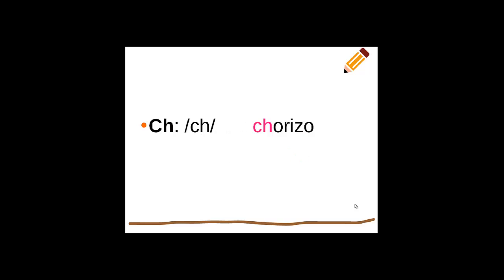Che. Che is no longer recognized as a letter by the RAE. RAE is the Real Academia de la Lengua, that is the Royal Language Academy that regulates the Spanish language. Che is quite sharp. We don't have the sh sound except in some varieties of Spanish, but in standard we only have che, like in chorizo.